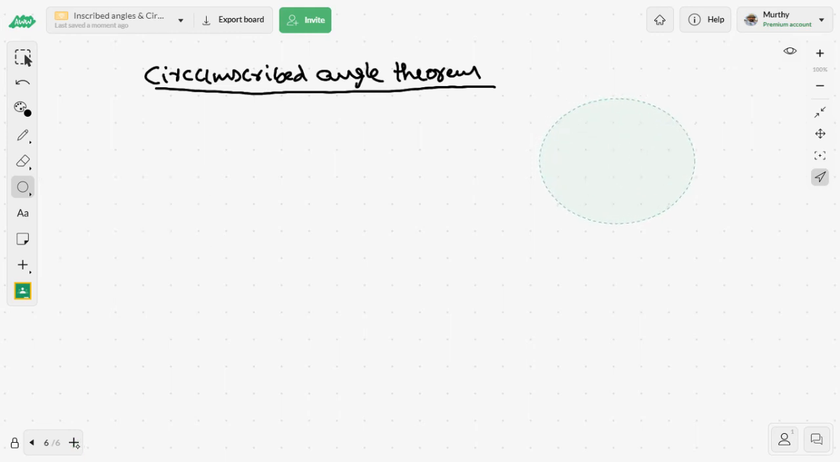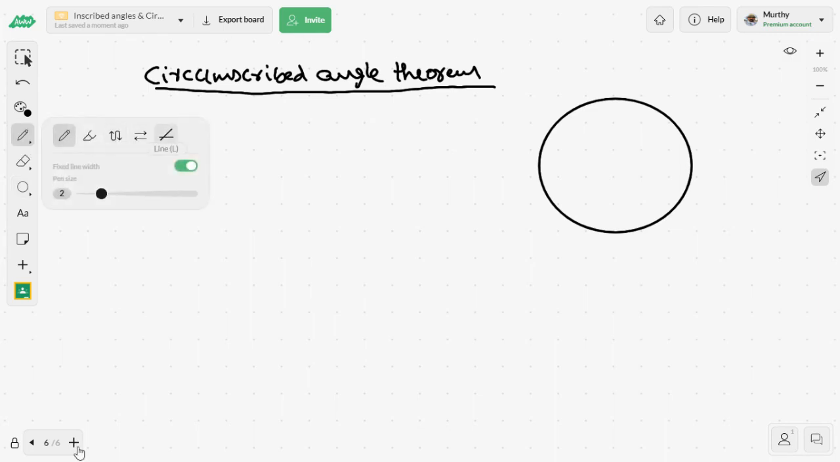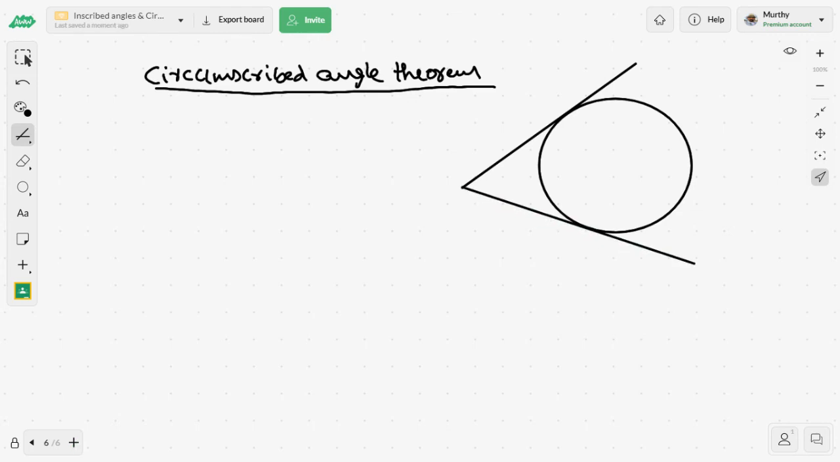Suppose a circle is given, and this is called a tangent. From the same point, I'm drawing another tangent. Let's say that this is the center of the circle. Let me mark the center of the circle.